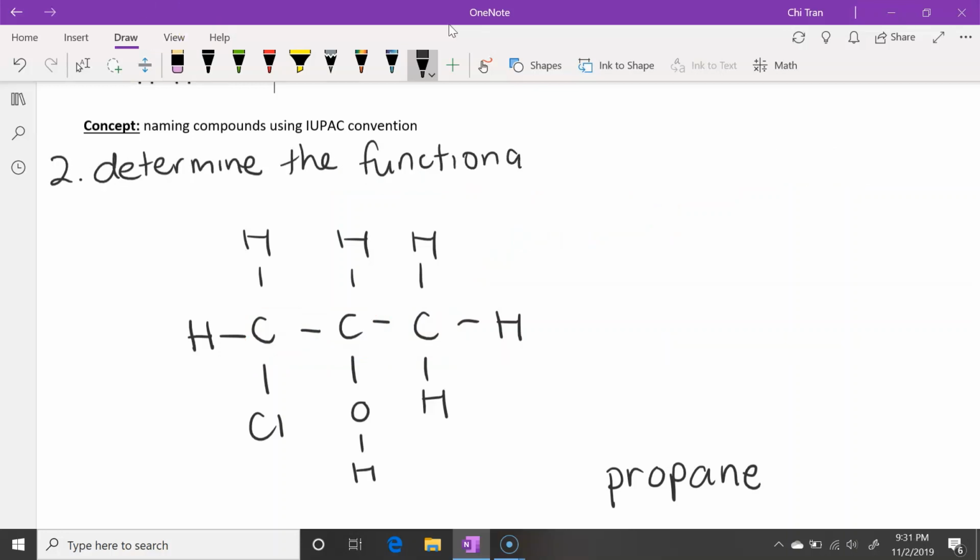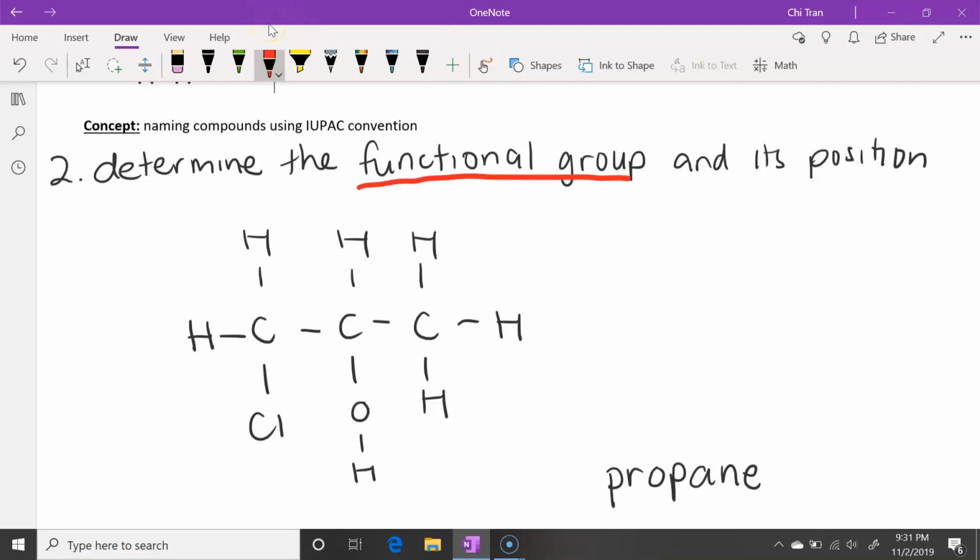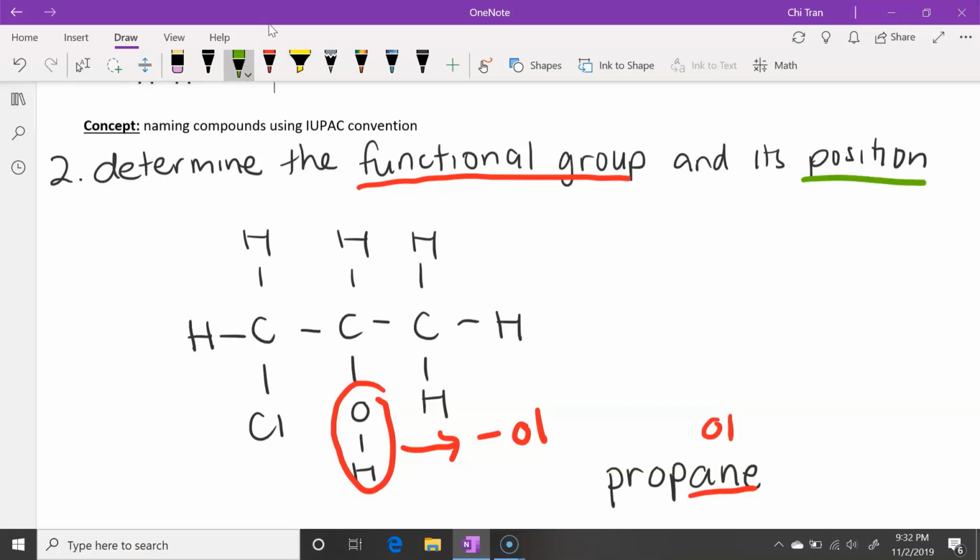Second step is to determine the functional group and its position. So the functional group in this organic compound is the OH, indicated in the color red. And the OH tells us that it's an alcohol. So the suffix will end with ol, so like O-L. And we will actually need to change the suffix of propane to propanol. So moving on, we need to determine its position as well. Let's actually indicate that in green. And its position on the second carbon. So we can alter this name, and we would have something like propan-2-ol.